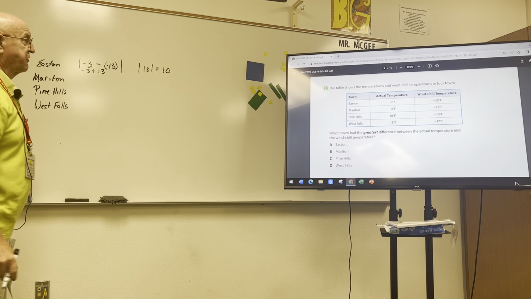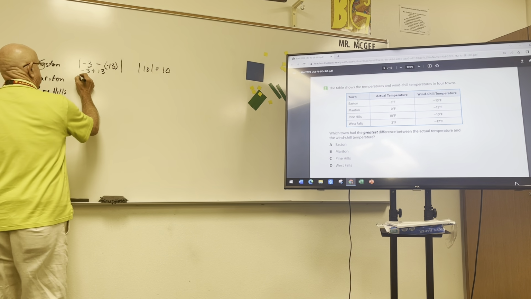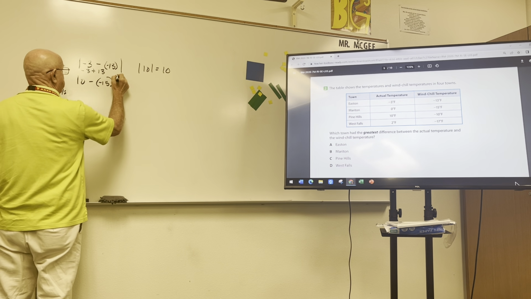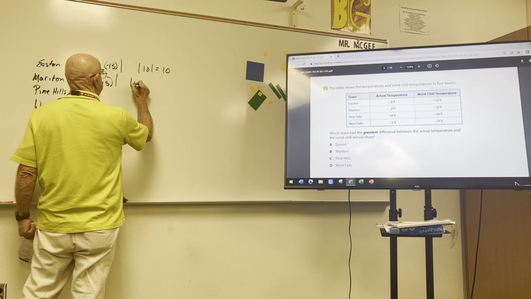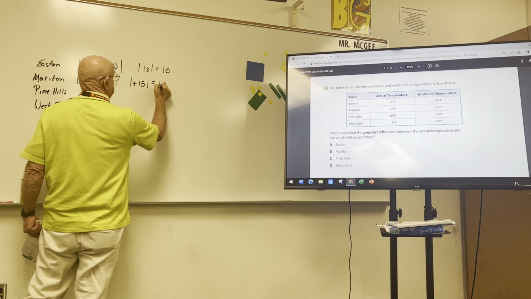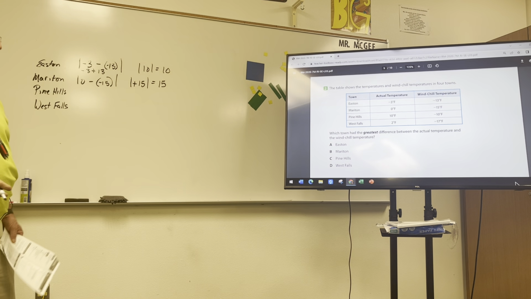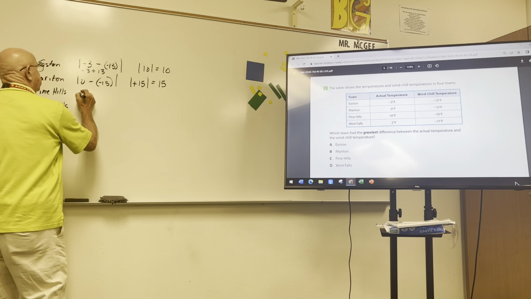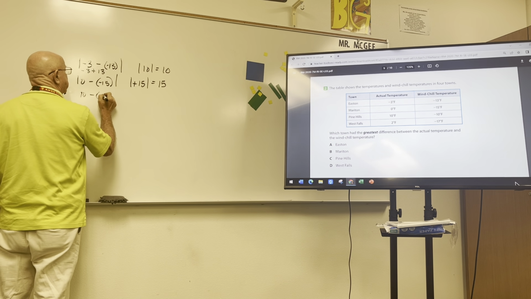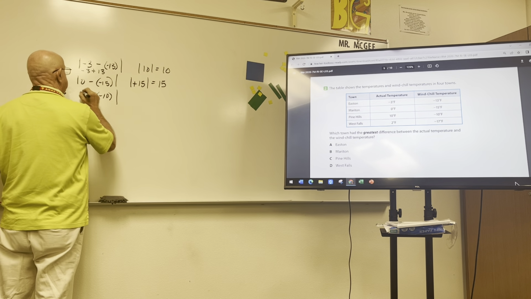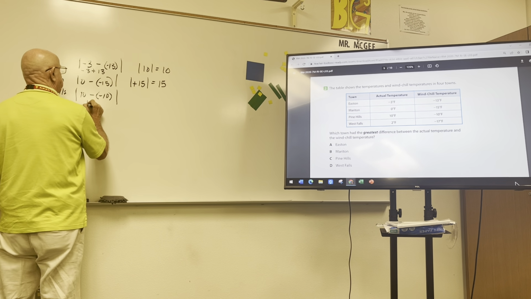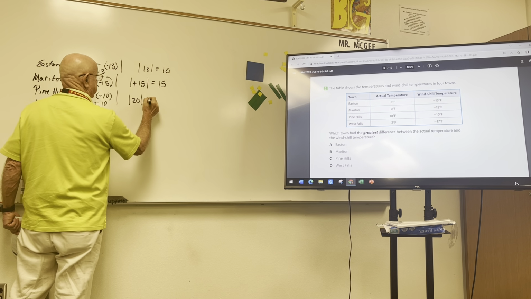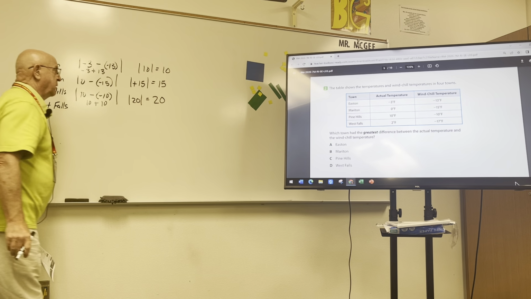All right. So we do the same thing with Meriton. We have the absolute value of 0 minus a negative 15, right? Which gives us the absolute value of plus 15, which is going to be equal to 15. So far, Meriton has the biggest difference. Then we look at Pine Hills. It's 10 degrees minus a negative 10, right? And that's the absolute value of that. We get the absolute value of 10 plus 10, which is the absolute value of 20. So this one's going to be equal to 20.